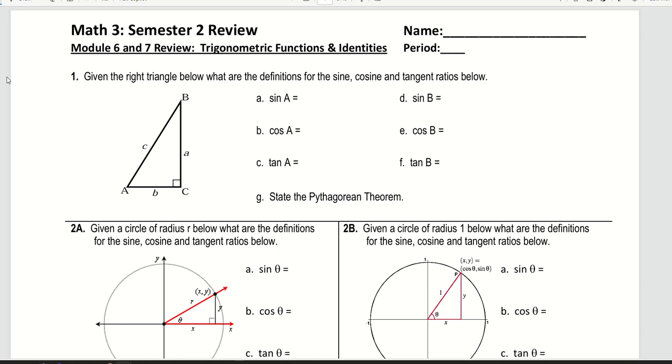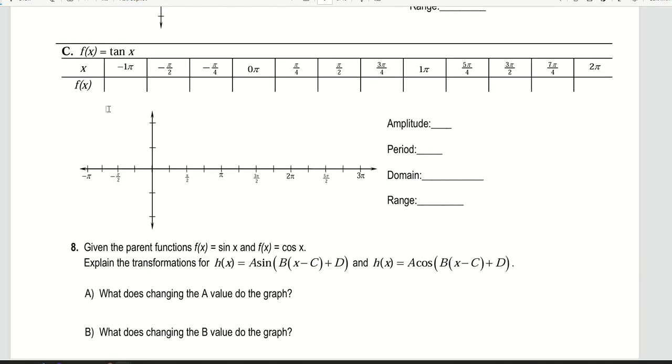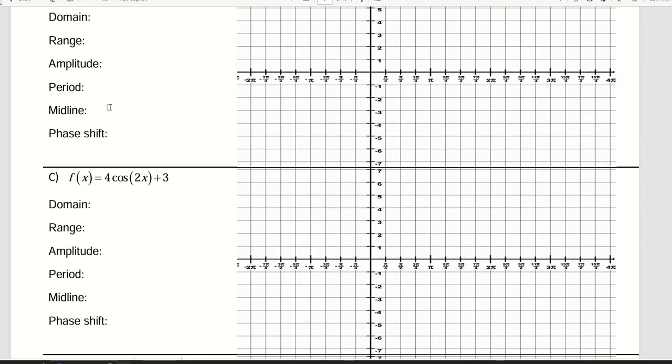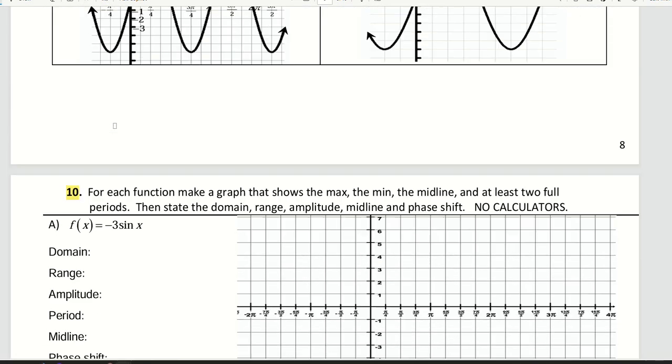All right, so for this video, this is the Math 3, Module 6 and 7 review. I'm going to go over a few questions of these, starting with question 10, which is the graphing trig, and then I'll go over 11 in this video as well.